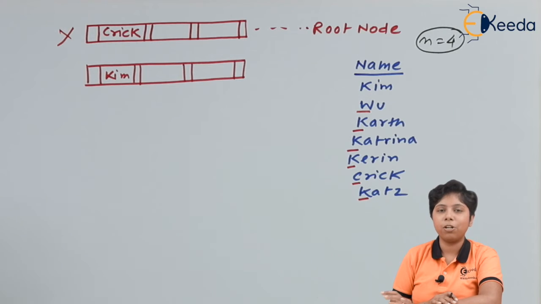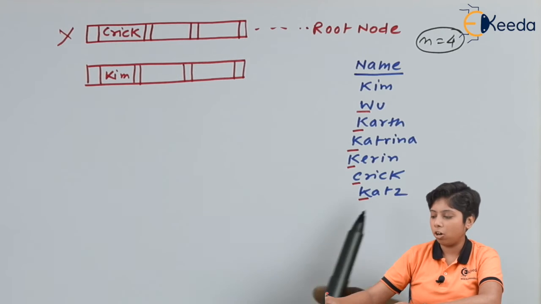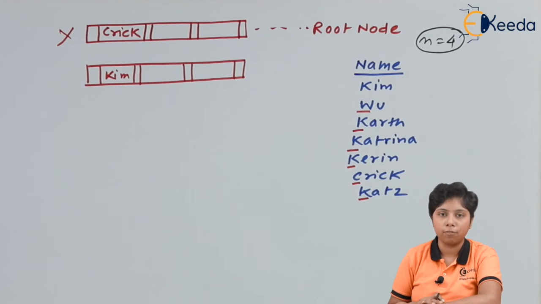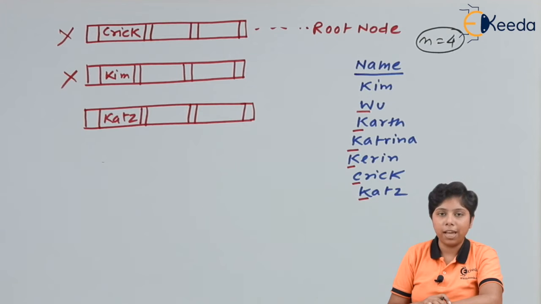So again, this will also make it unbalanced, because we cannot adjust Kurt, Katrina, Karin, Creek and Cats in a single leaf node, as Wu will be the single leaf node in the right one. So again, we need to make some ordering to this. Now let us start with this one, Cats.